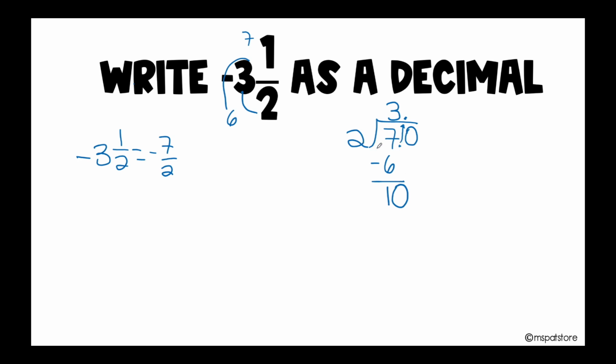2 fits into 10 five times because 2 times 5 is equal to 10. 10 minus 10 is 0. And I just got a terminating decimal. This is equal to negative, because this is negative, 3 and 5 tenths.